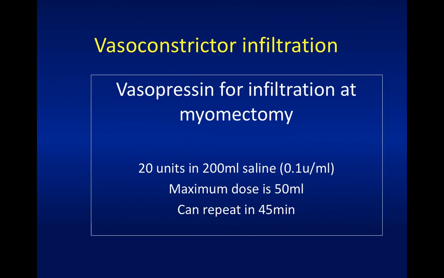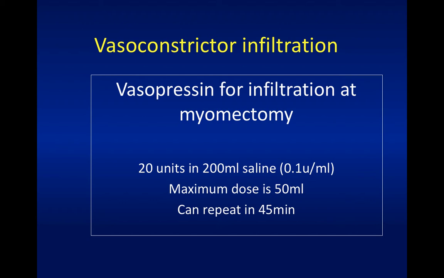For those of you who are interested, don't take this at face value. You have to go away and check your own institution and look up your own protocols. But this is just to give you a rough idea of how it is done at my institution. 20 units, which is 1 ampule of vasopressin, is placed in 200 ml of saline to provide a dilute solution. The maximum dose that can be infiltrated is 50 ml, which is quite a lot, and that can be repeated at 45 minutes.